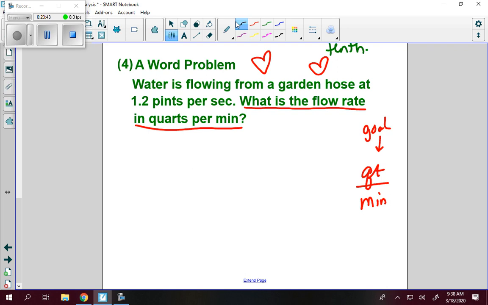So I'm going to come back here and, well, what do I start with? Well, I can start right here. This word per tells me I'm dividing. The words per and within mean to divide.